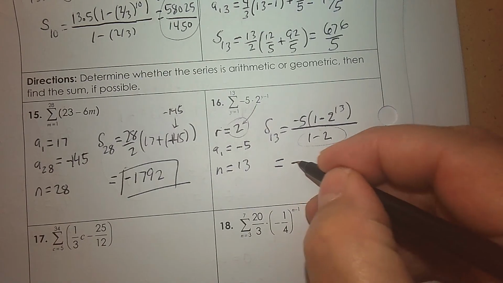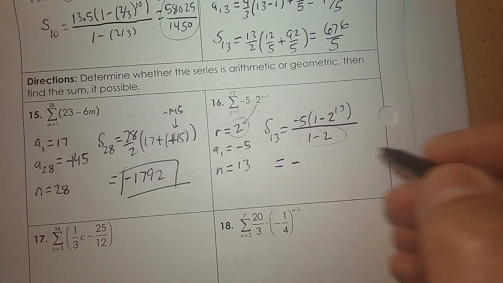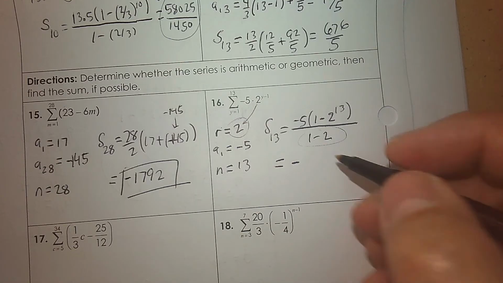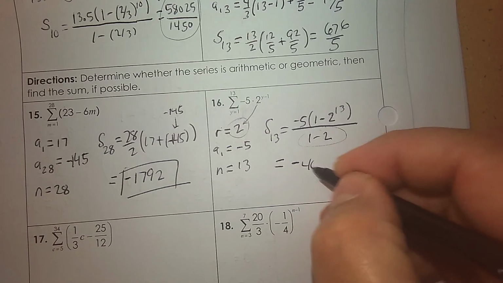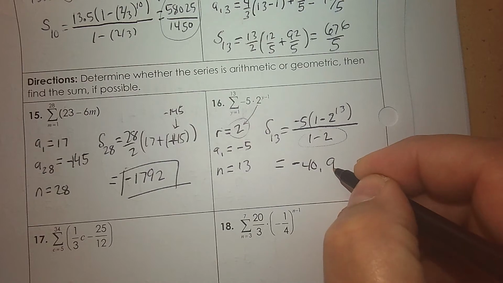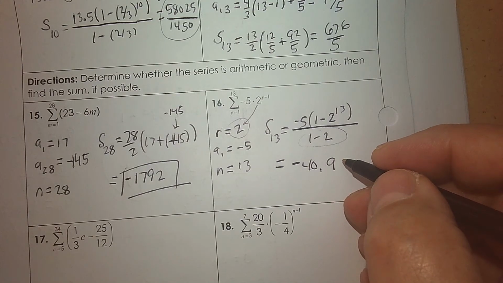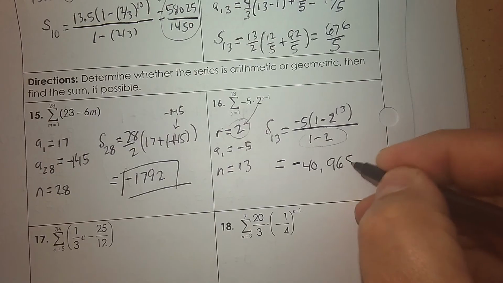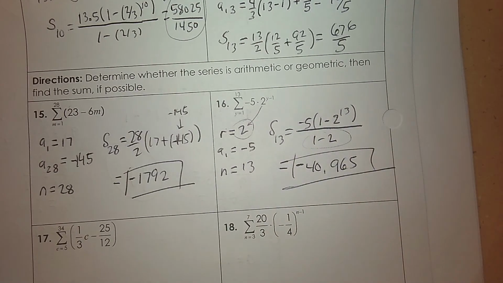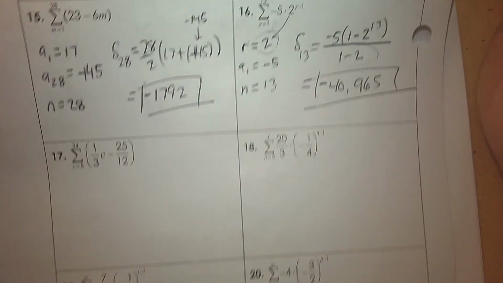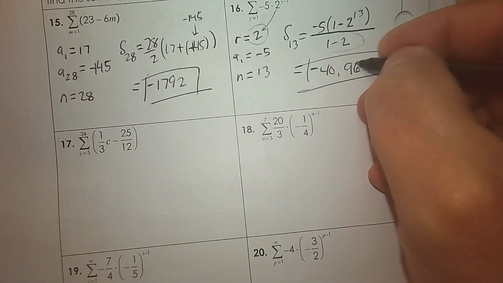Negative 4. Yeah. 40,965? All right, number 17. Davian. Was it 55? All right, 55.